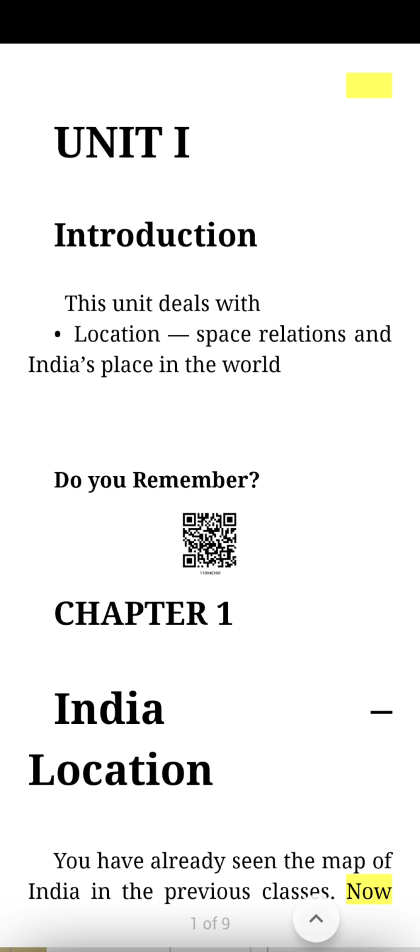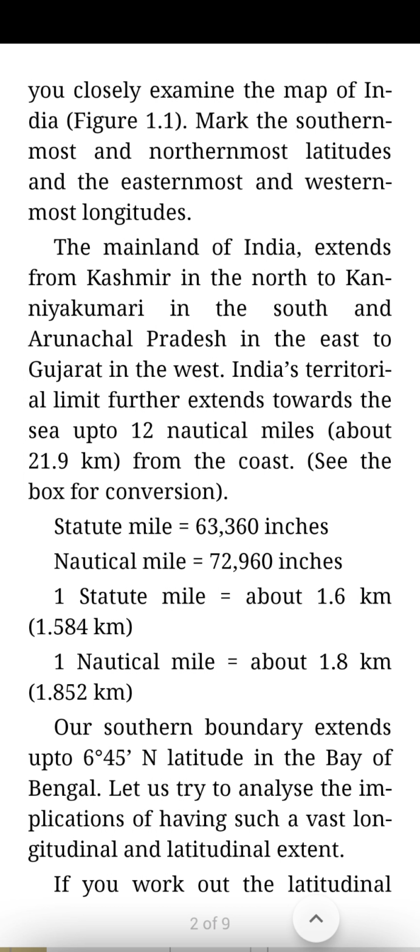Now closely examine the map of India, figure 1.1. Mark the southernmost and northernmost latitudes and the easternmost and westernmost longitudes. The mainland of India extends from Kashmir in the north to Kanyakumari in the south, and from Arunachal Pradesh in the east to Gujarat in the west. India's territorial limit further extends towards the sea up to 12 nautical miles, about 21.9 kilometers, from the coast.